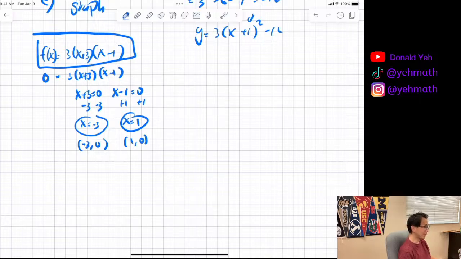Don't just wait for me to say it. Yes. Wouldn't you divide the two x-intercepts and then plug that back in? Very good, Robert.